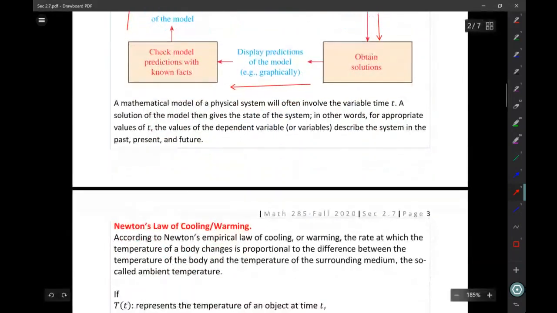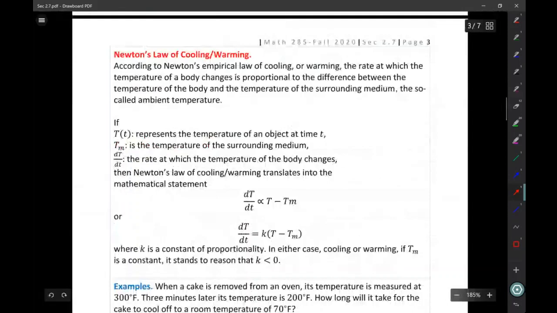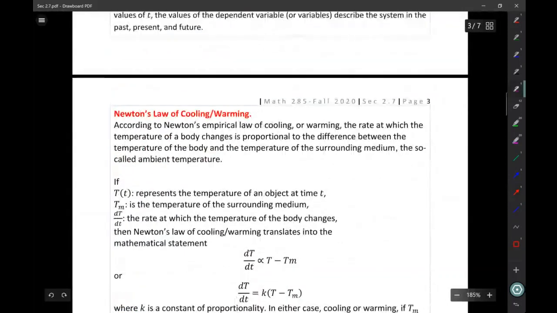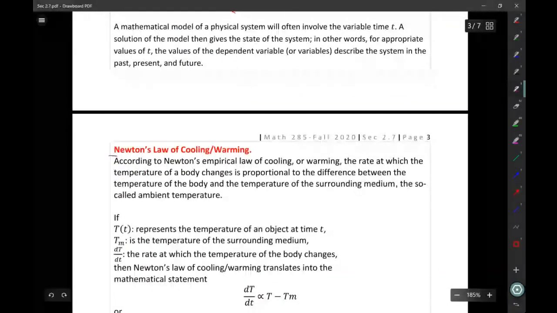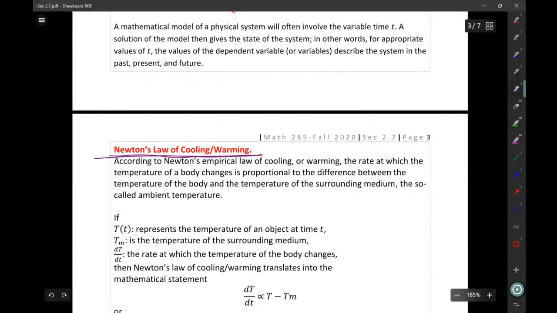We will follow this procedure for the first application of the first order differential equation, which is the heating and cooling problem. Let us study the problem, assume the assumptions, determine the hypothesis, and transfer my problem into a differential equation.